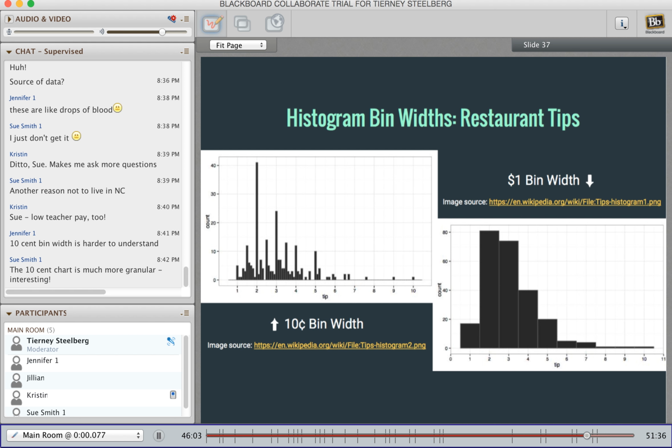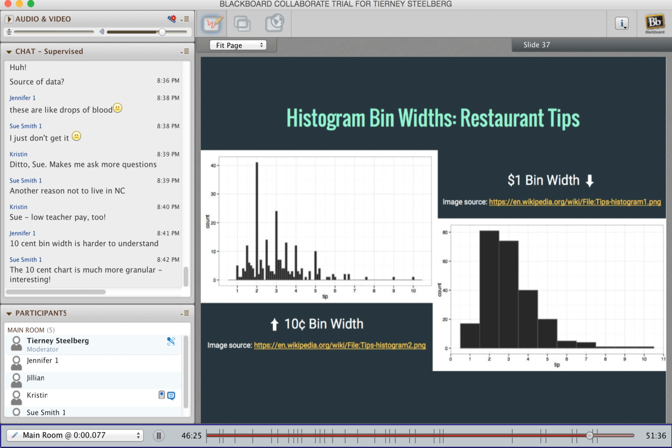Smith says the 10-cent chart is much more granular. Interesting. Yeah, it's amazing how just changing the breakpoints can really change how you see the data that you're looking at and what conclusions you can draw from that. Those were excellent points.